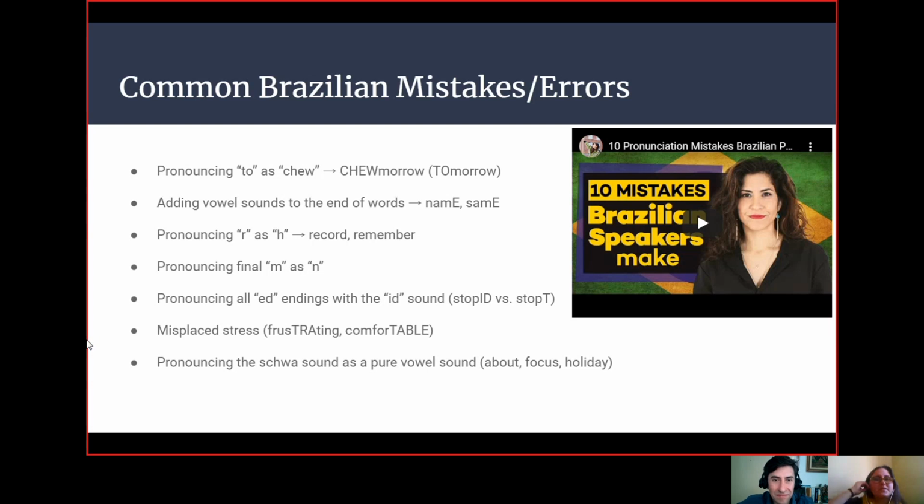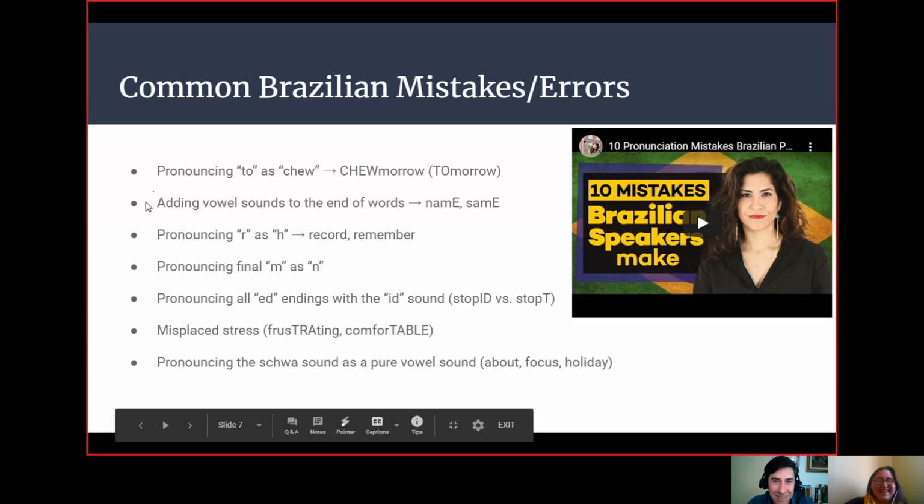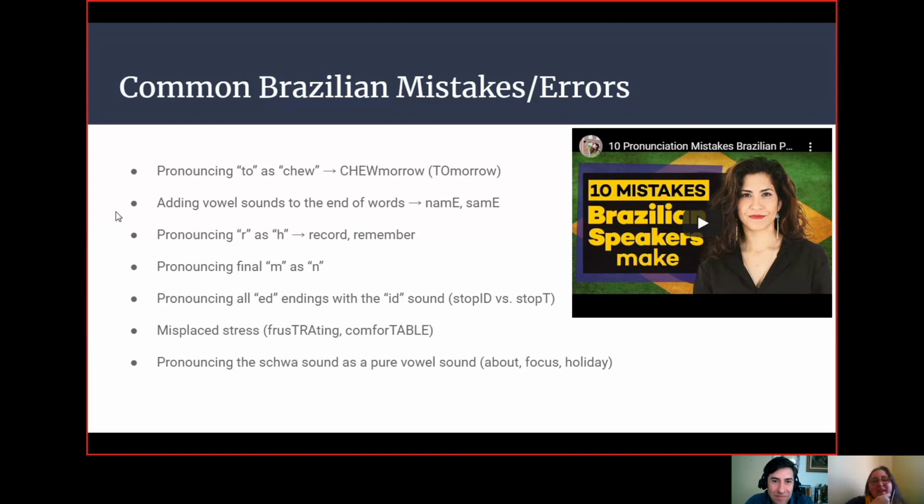So the first one is pronouncing "to" as "chew," like tomorrow. Yes, very common. I hear it a lot. Yeah. Adding vowel sounds to the ends of words, like "same-e." And this also adds an extra syllable to the word, which can be confusing.